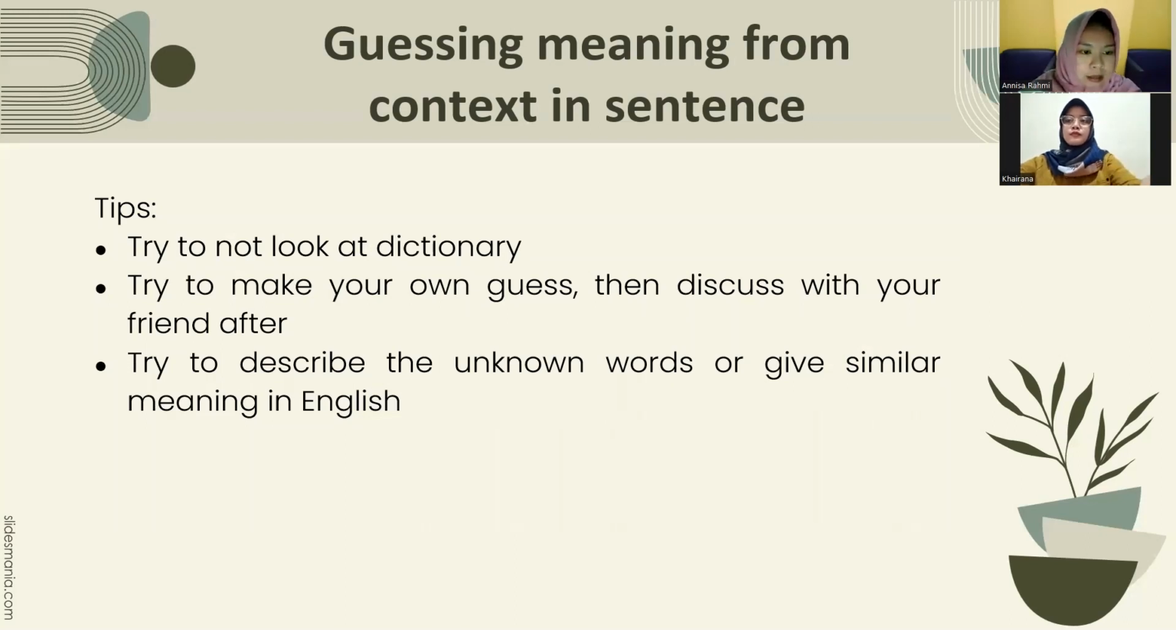And then the next tip is try to describe the unknown words or give the similar meaning in English. It's better to look at the synonym of words from the same language rather than translating it to your own language, because sometimes the meaning will be slightly different and sometimes it can change the meaning of the words too. So rather than translating it to your words, it's better to give the similar meaning or look for words with the same meaning in the English language.